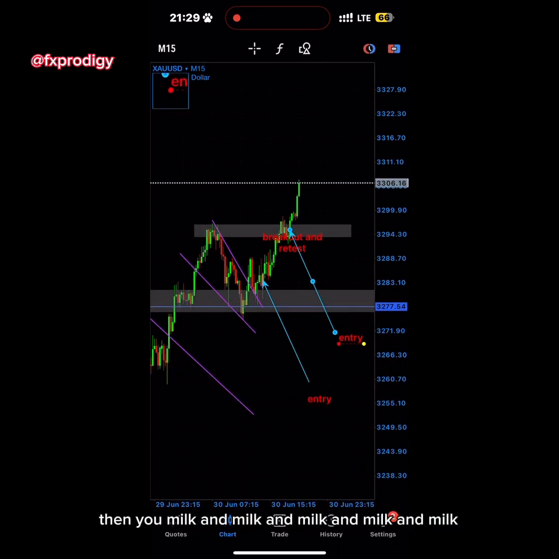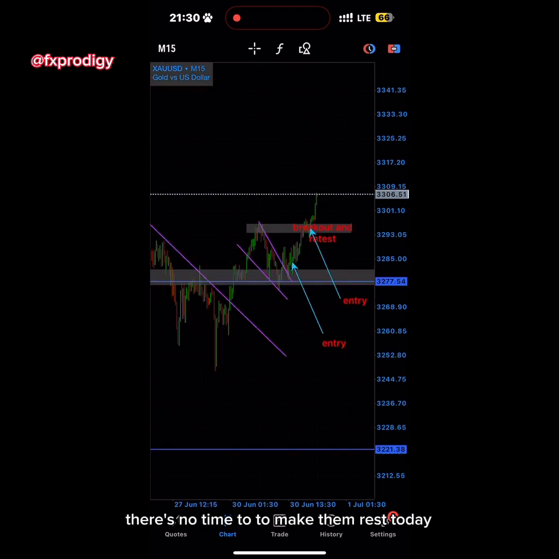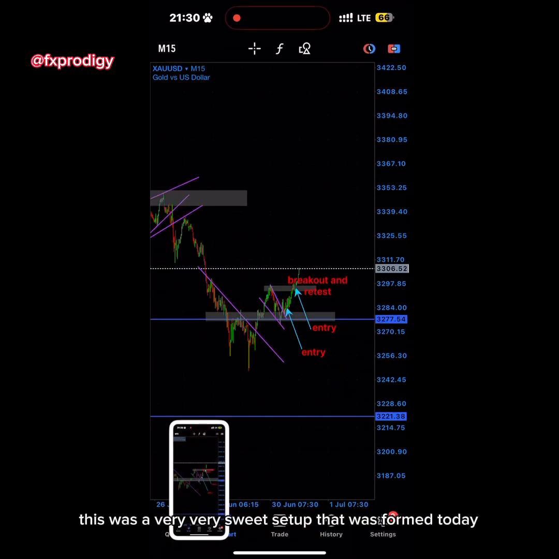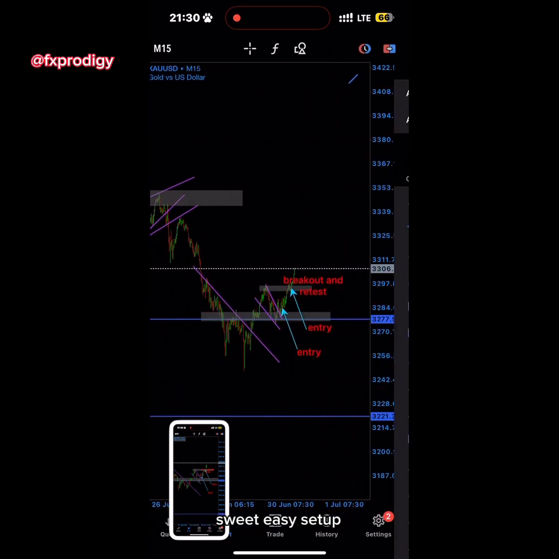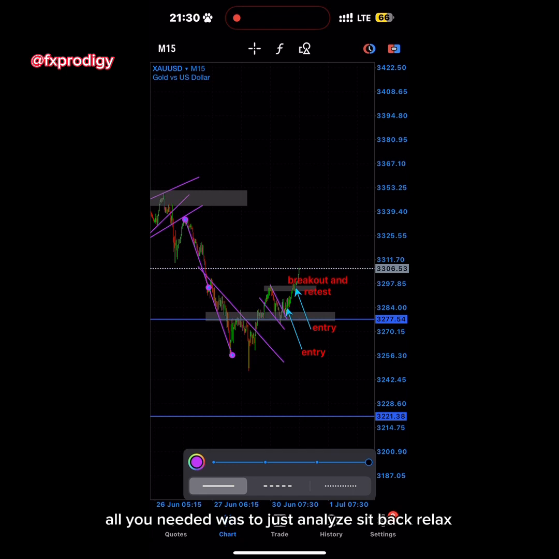Then you milk the brokers, people. Milk the brokers. There's no time to make them rest today. And this was a very, very sweet setup that was formed today. Sweet, easy setup. All you needed was to just analyze, sit back, relax, milk, and then you are good. Voila.